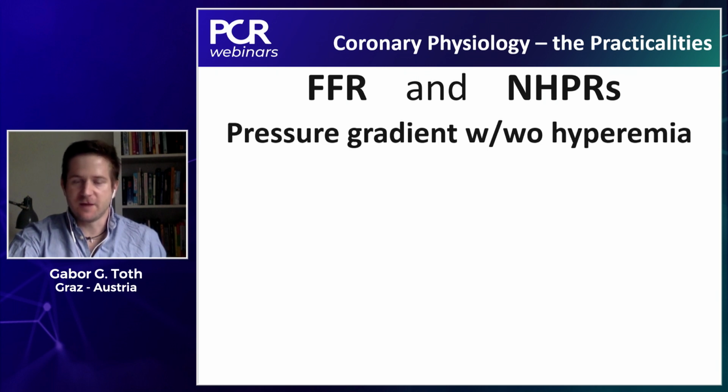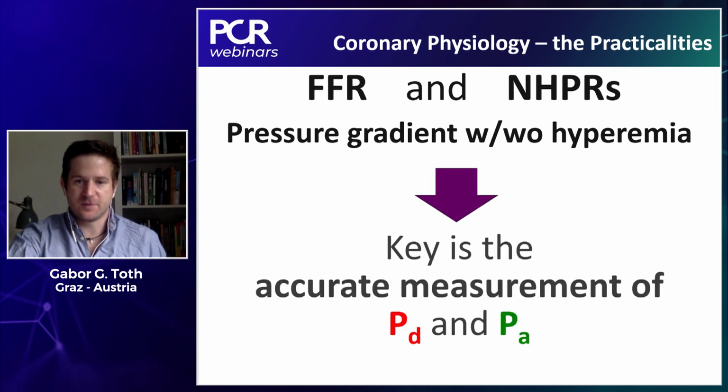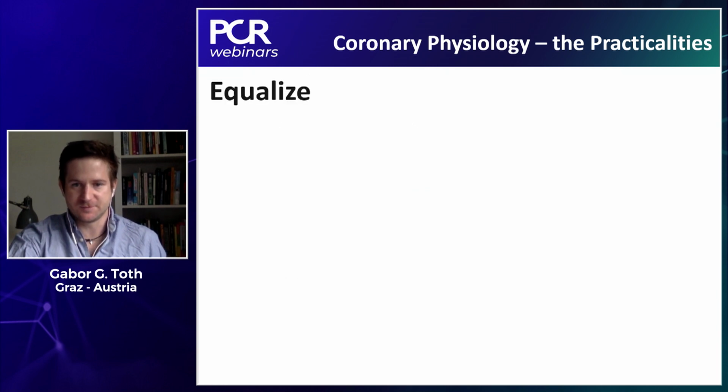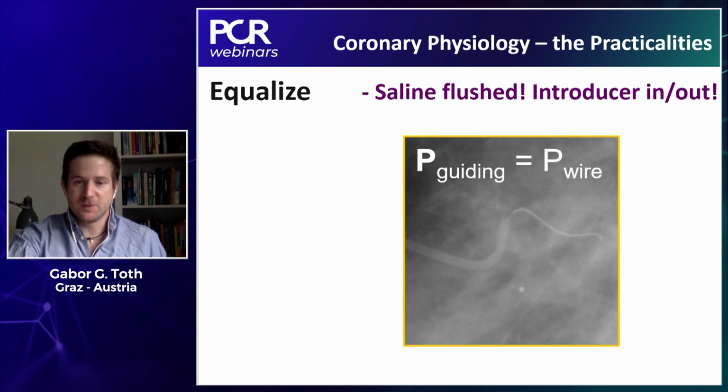When we talk about FFR and non-hyperemic indices, they are all pressure gradients with or without hyperemia. Accordingly, the key of an accurate measurement is the accurate definition of the different pressures, the distal pressure and the aortic pressure. So if you want to have an accurate measurement, we have to measure very correctly what is the distal pressure and what is the pressure in the aorta. For that, first of all, we need to equalize the system.